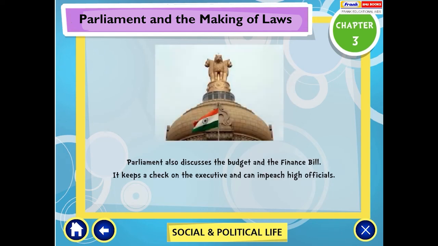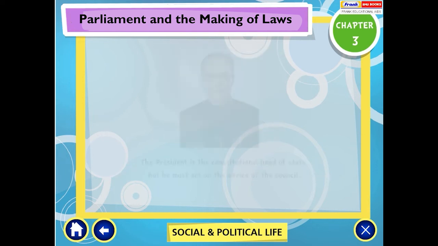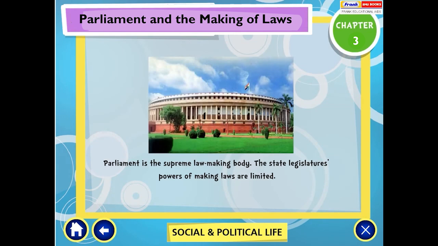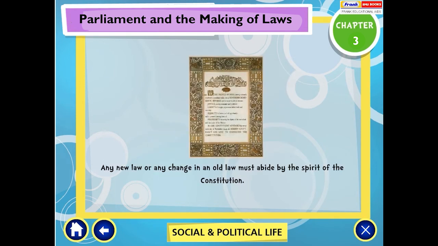Parliament also discusses the budget and the finance bill. It keeps a check on the executive and can impeach high officials. The President is the constitutional head of state, but he must act on the advice of the Council. Parliament is the supreme law-making body. The state legislature's powers of making laws are limited. Any new law or any change in an old law must abide by the spirit of the Constitution.